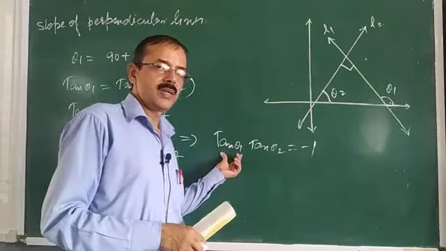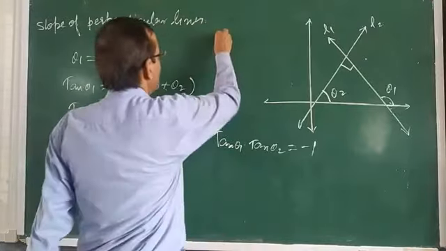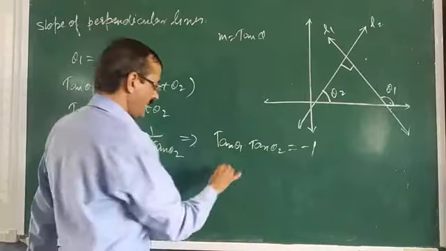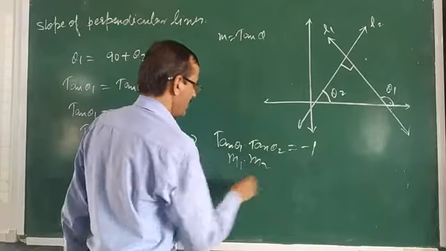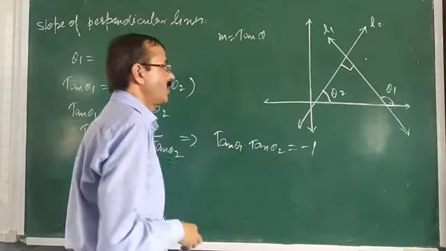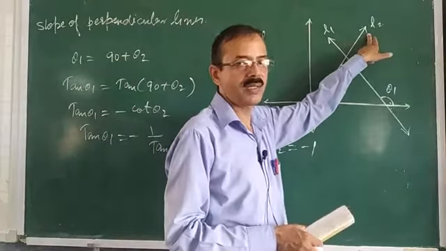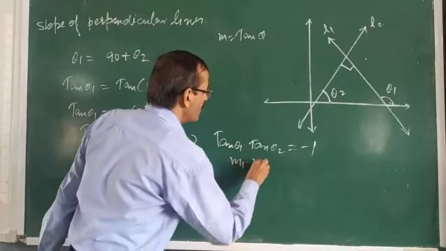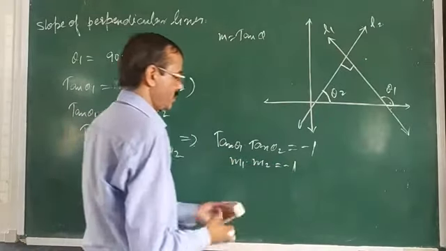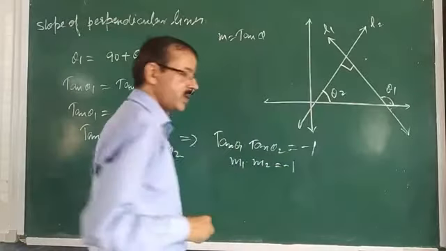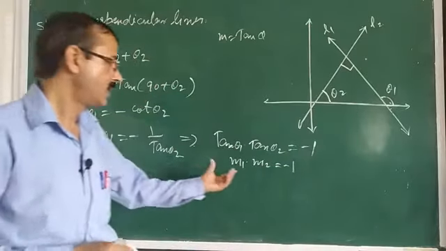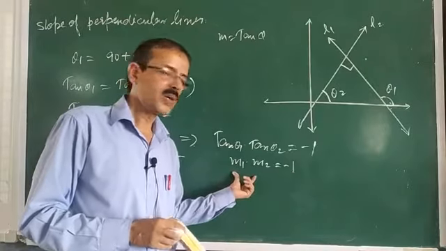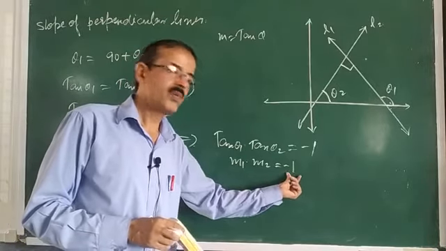Tan theta 1, what is it? Tan theta is m, because m is equal to tan theta. Here it can be written that m1 into m2. Let m1 be the slope of this line, m2 the slope of this line. So m1 into m2 is equal to minus 1. So if two lines are perpendicular, then the product of their slopes will be minus 1.